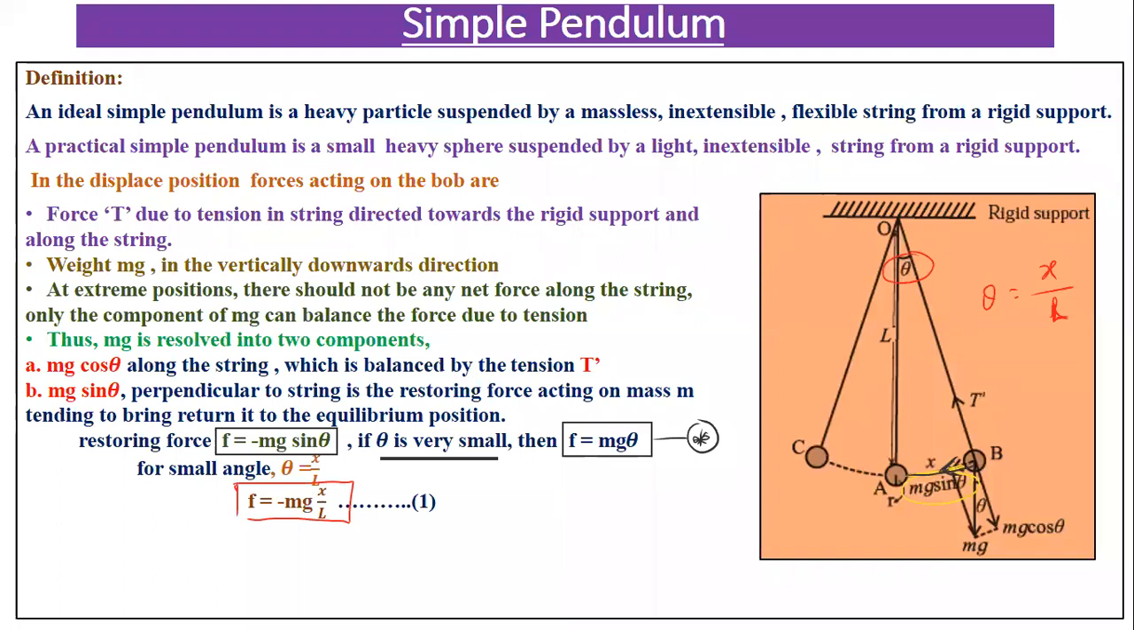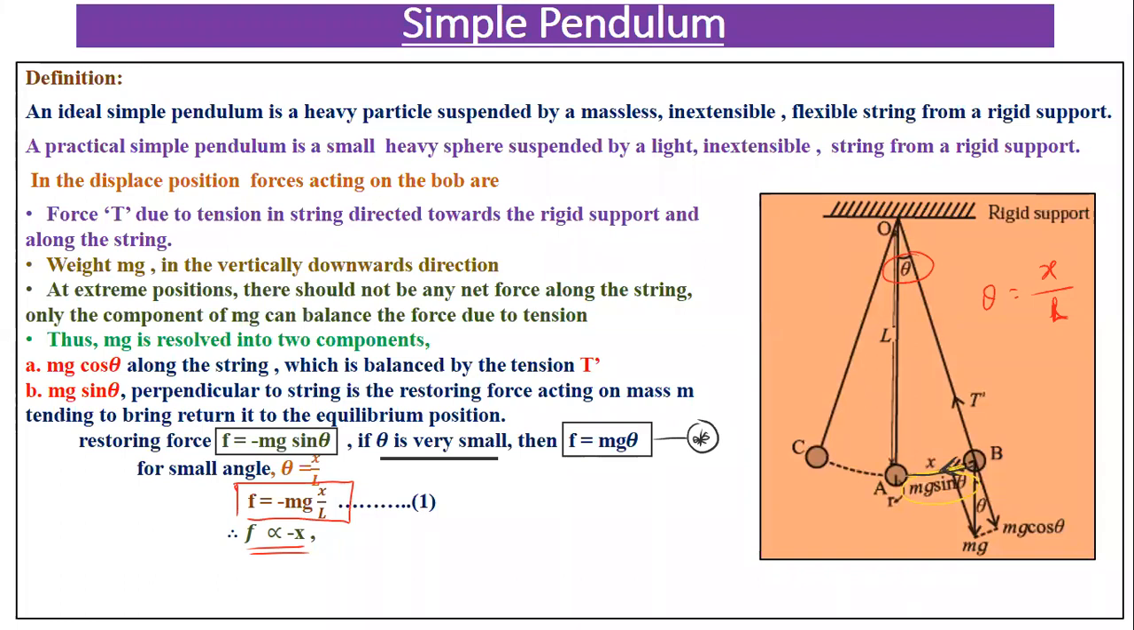So this is equation number 1. Now by this equation we can write, as m is constant, g is constant, L is constant, so F is proportional to minus x. F is the restoring force, and x is the displacement from the mean position. So restoring force is proportional to displacement, and the negative sign indicates that they are oppositely directed.